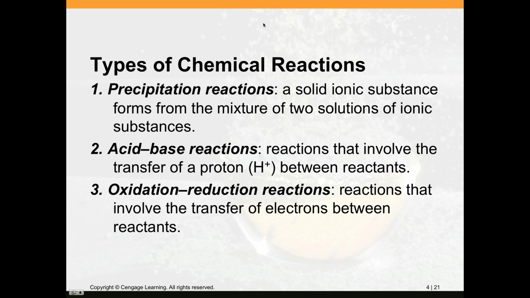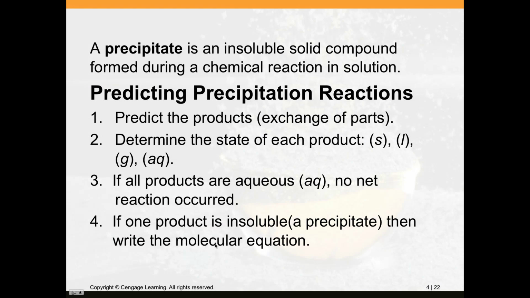So metathesis reactions are exchange reactions, and we're going to look at 3 specific types of exchange reactions in this chapter. Precipitation reactions, where you have a solid ionic compound forming. Acid-base reactions, which kind of speak for themselves. And oxidation-reduction reactions, in which there is a transfer of electrons between reactants. Many redox reactions are exchange reactions, however, not all of them are. So we will be looking at some of those in this chapter.